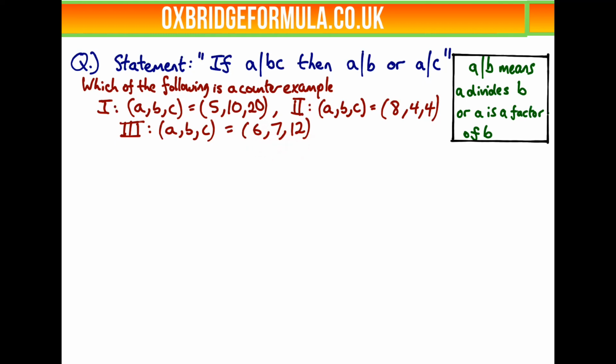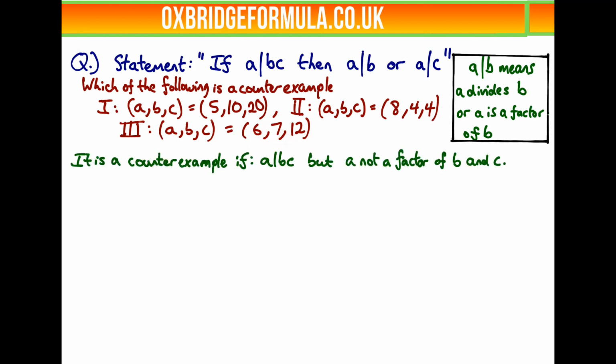So what does it mean to be a counterexample in this case? Well, to be a counterexample, it must satisfy the first statement, that A divides BC, but then we must have that A is both not a factor of B and not a factor of C.